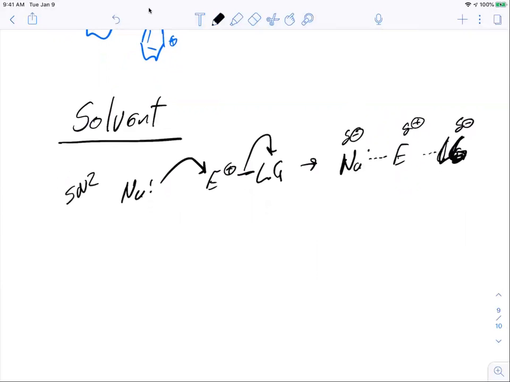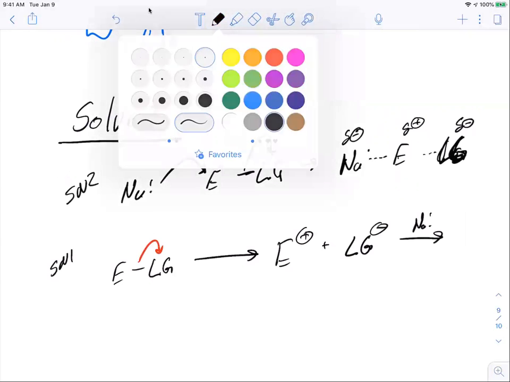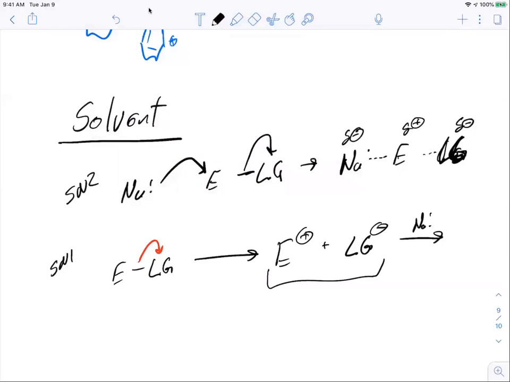When we look at SN1, I'm going to go ahead and erase that. Our leaving group leaves, giving us a full positive and a full negative, right? And then my nucleophile comes in and attacks. But here is the reactive species, and here is the transition state.